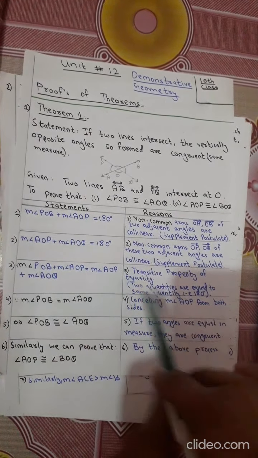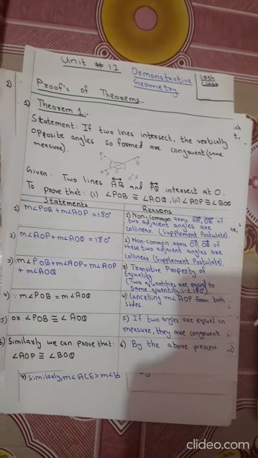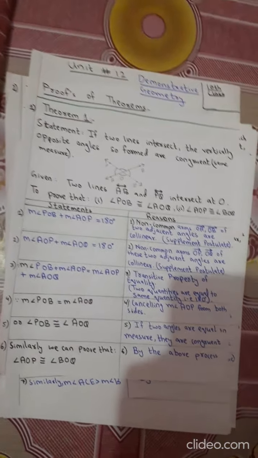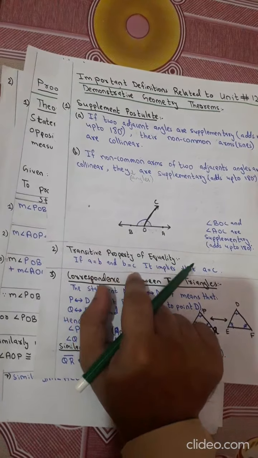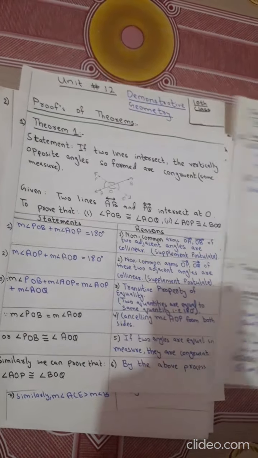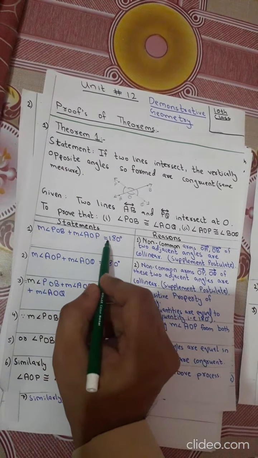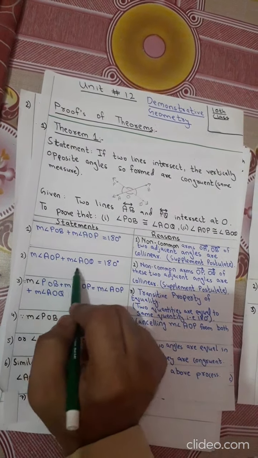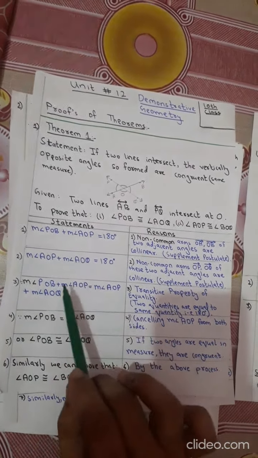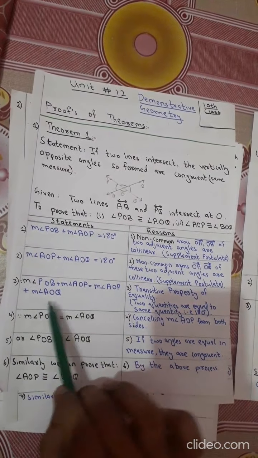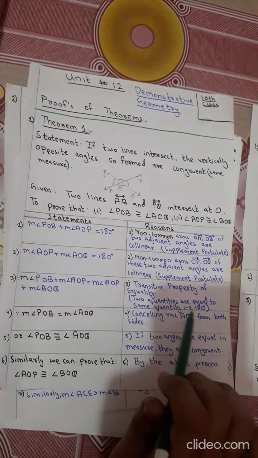Transitive property of equality. We have studied that if A equals B and B equals C, it implies that A equals C. Similarly here, this complete side is A equals B and this B equals C, so A equals C. So we have written these two sides with the equality sign. This one equals this one. Transitive property of equality: two quantities are equal to the same quantity, that is 180.